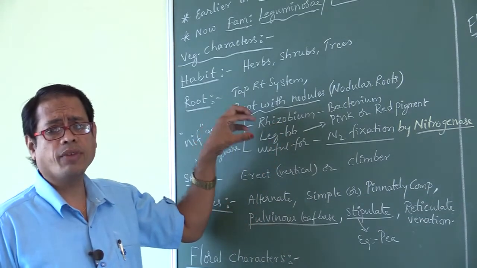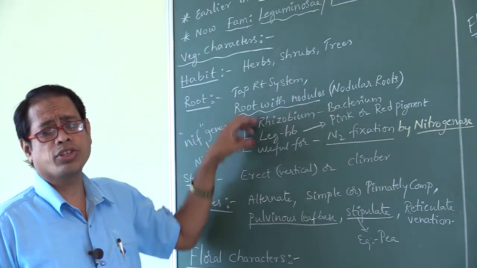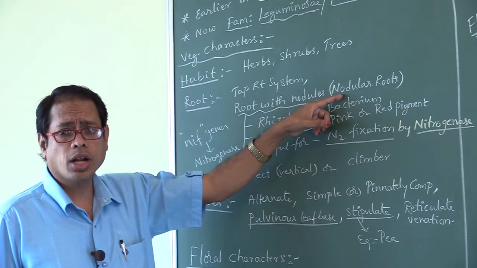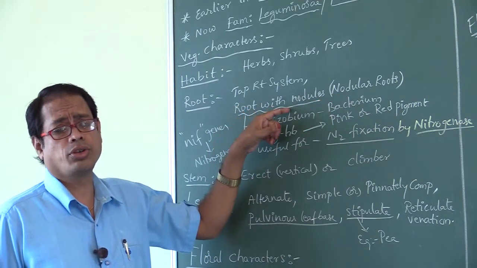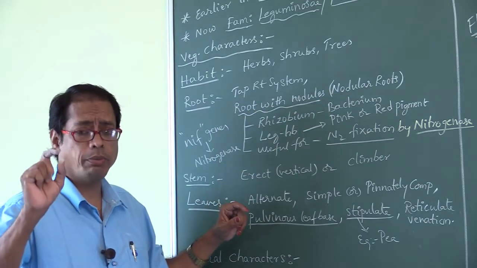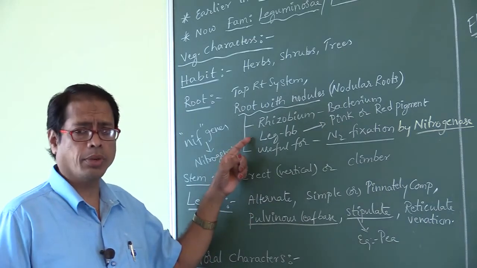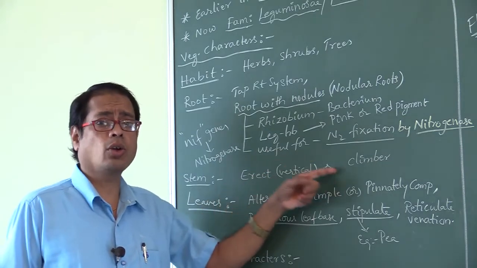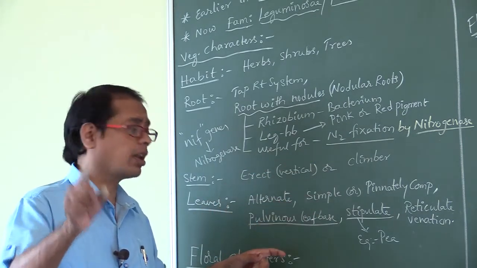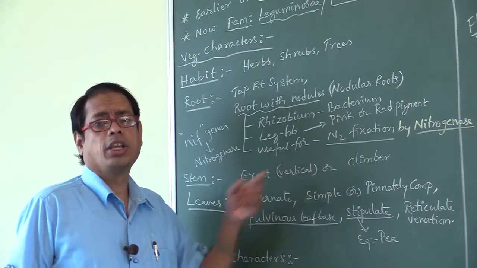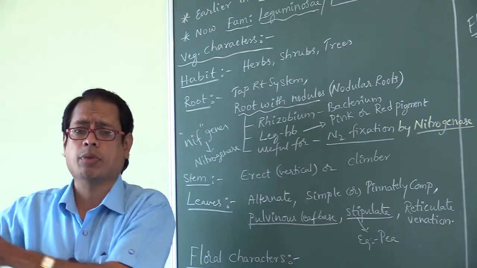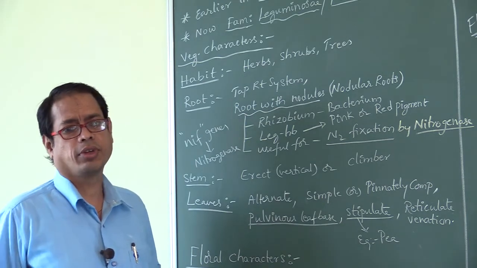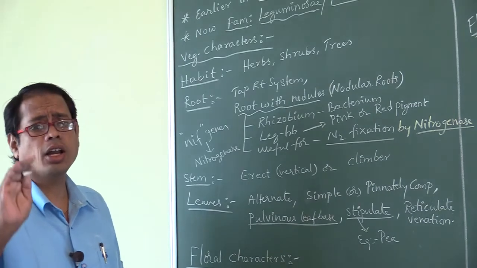So the modification found in the Fabaceae root system is nodular roots. What are nodular roots? Roots with nodules. The bacterium present is Rhizobium. The pigment is leghemoglobin. The enzyme is nitrogenase. Nodular roots are useful for nitrogen fixation. What happens if nodular roots are removed from the plant? Nitrogen fixation is impaired or damaged.